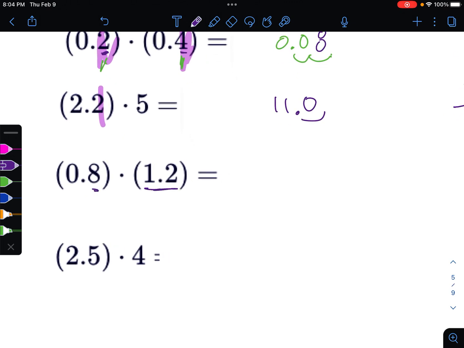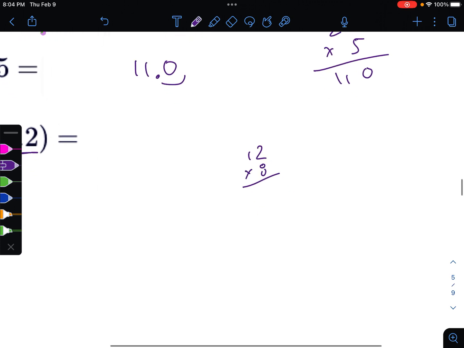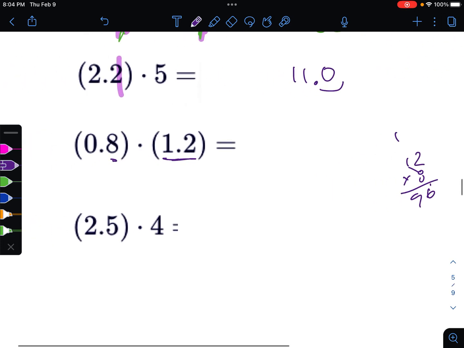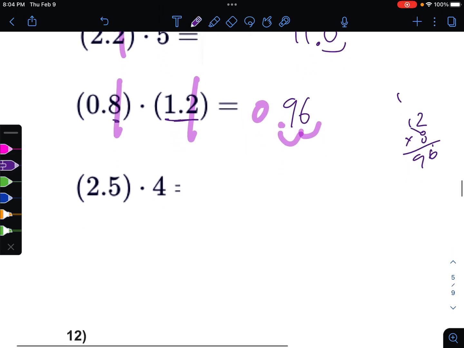8 times 12. Little margin math here. 12 times 8. 8 times 2 is 16. 8 times 1 is 8, plus 1 is 9. So 96 is in my answer. Let's get that decimal in the right spot. There's this place, and there's a place, so I got to move 2 places. There is my answer. Oh, this is so good.